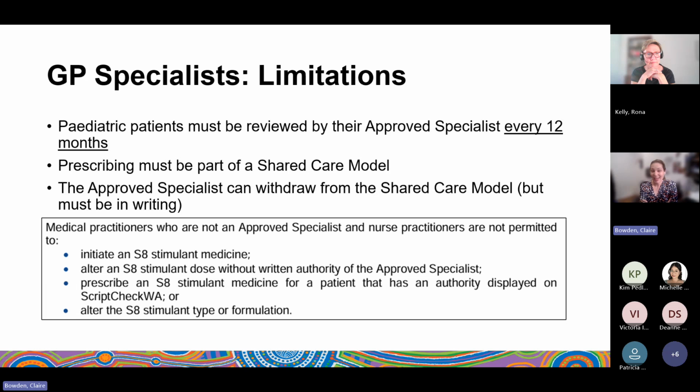And the approved specialist can actually withdraw from the shared care model, but according to the Monitored Medicines Code, that must be in writing. In WA, our code states that anyone who's not an approved specialist, so that includes GPs and nurse practitioners, we're not permitted at this stage to initiate an S8 stimulant medication or alter the stimulant dose without written authority. And we're not currently permitted to prescribe an S8 stimulant medication if they have an authority on Script Check WA, and not allowed currently to alter the S8 stimulant type or formulation.